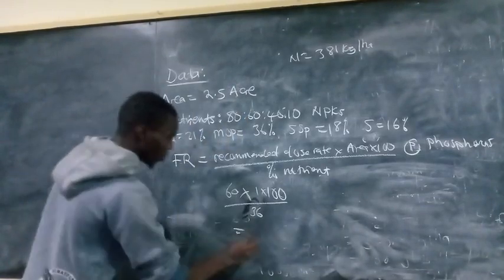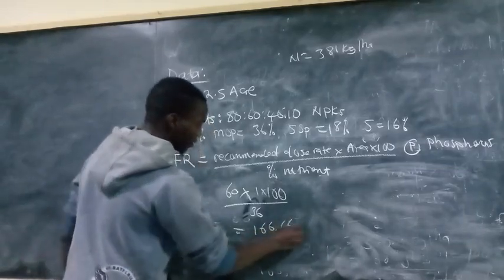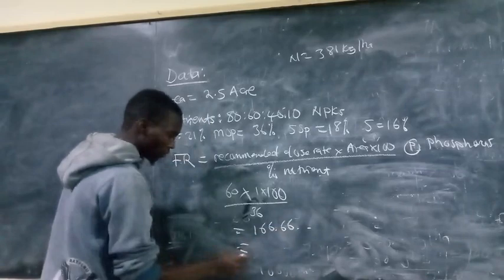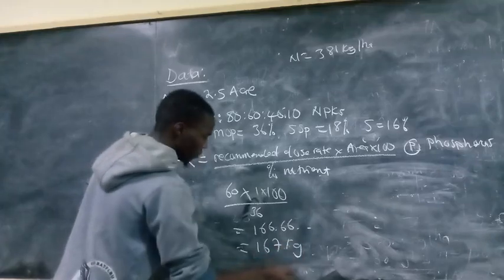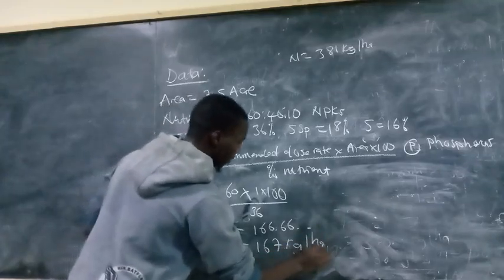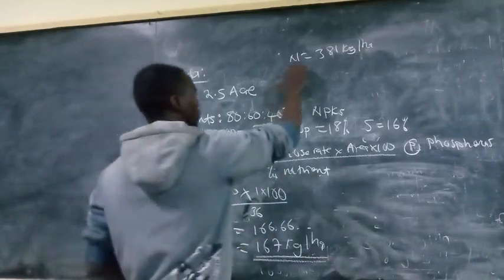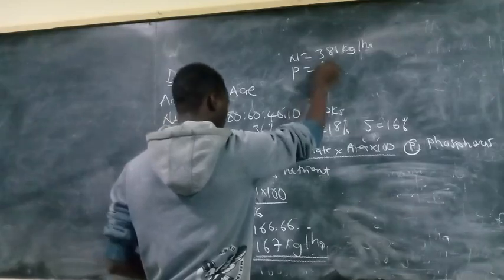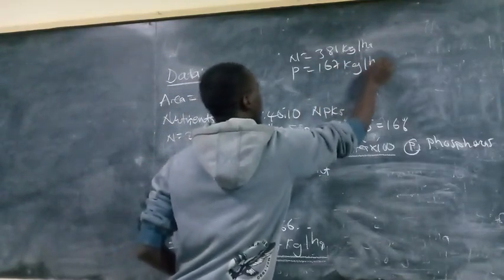So to give me 166.66, a figure that is like that. So when we round off this, it gives us approximate 167 kg per hectare of phosphorus. So for P, which is phosphorus, it is 167 kg per hectare.